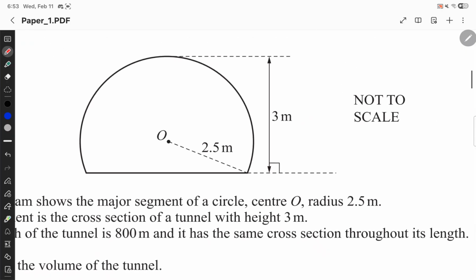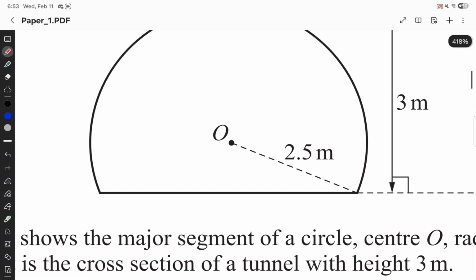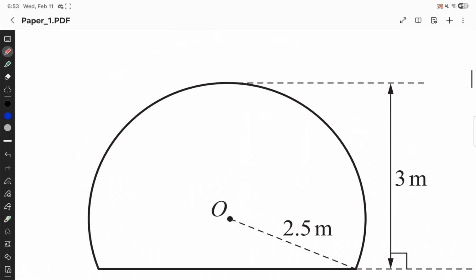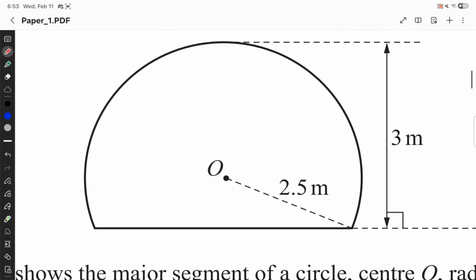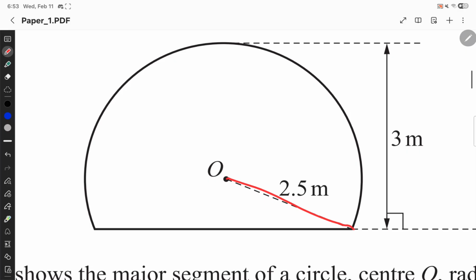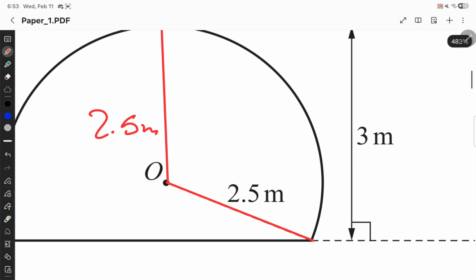But what about the cross sectional area? Let's do this carefully, and I will explain every step. Not everyone knows how to do this. Now this is a total of 3 meters, and we know this is a radius. A circle is just the collection of points which are equidistant from a point O. So we can say this is also 2.5 meters, right?